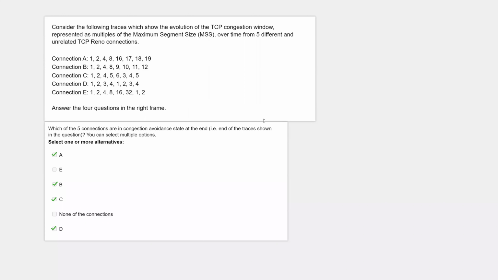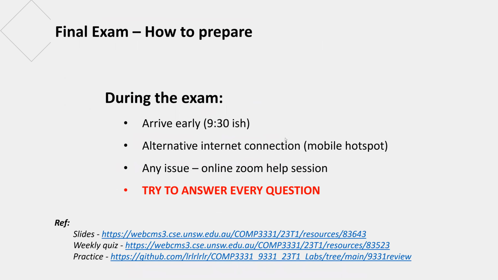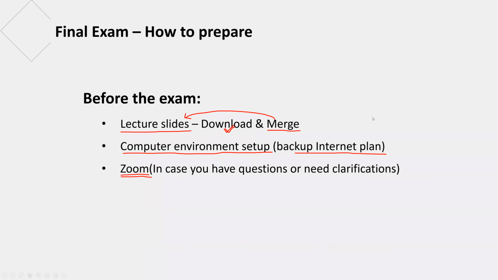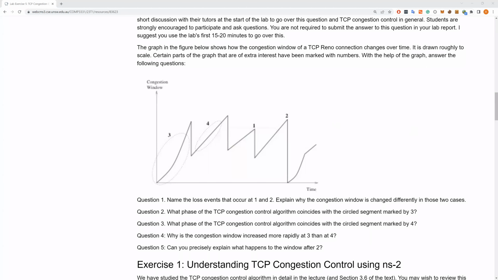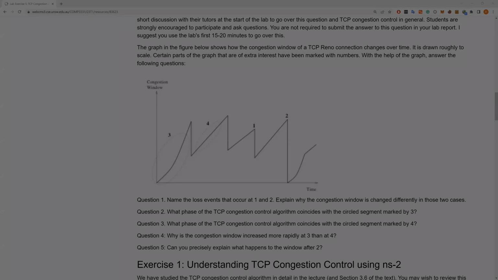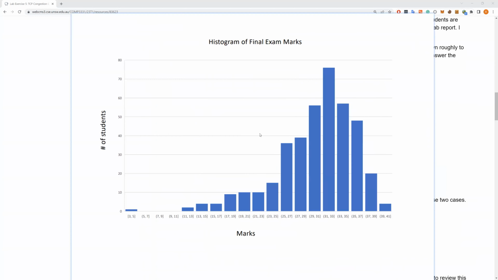In the final exam, we will have some questions like this. It should be a bit hard, but don't worry, as I showed you in the slides before. The average of the final exam is 33. So you should be able to get at least 33, I guess. So I hope you can get HD.